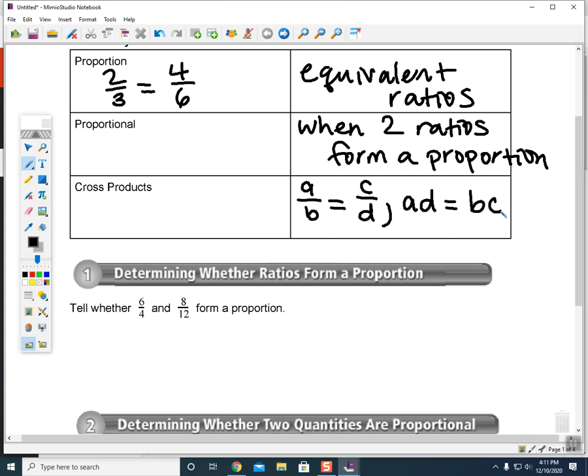So with my proportion up top, I have 2/3 equals 4/6. I know that this is a proportion, but if I wanted to check, I can check the cross product. So that means that I multiply across from each other. So I would have 2 times 6, and I want to know, does that equal 3 times 4? Well, 2 times 6 is 12. 3 times 4 is also 12. Cross products are equal, so it does form a proportion. That's what we mean by cross products.